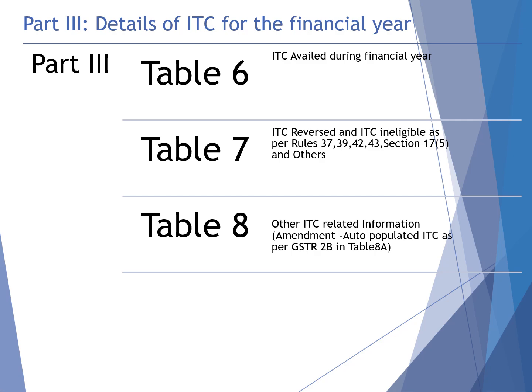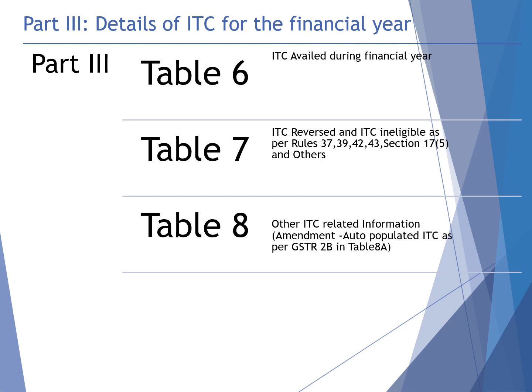There is one important amendment in Table 8, that is in Table 8A. In Table 8A, the data was taken from GSTR 2B for the financial years up to financial year 22-23. Table 8A data is auto populated from GSTR 2A, and from the financial year 23-24 the Table 8A data is now taken from GSTR 2B.